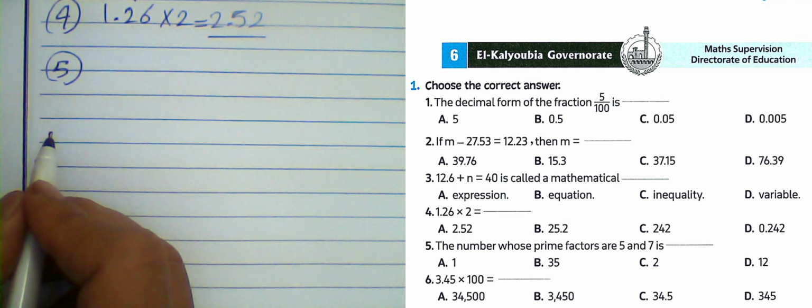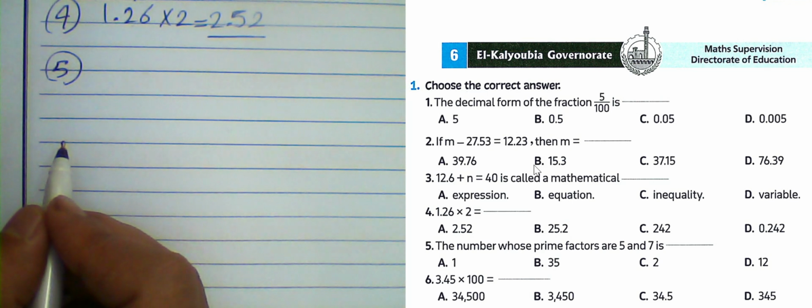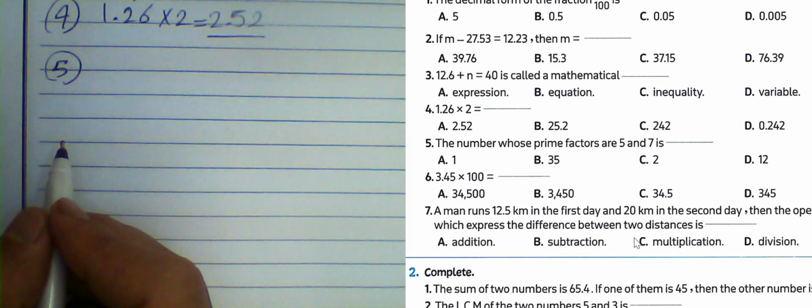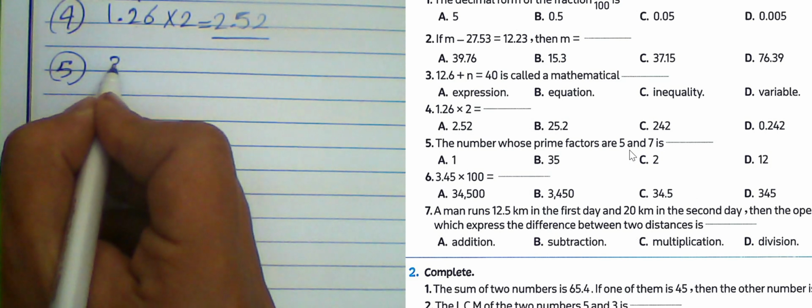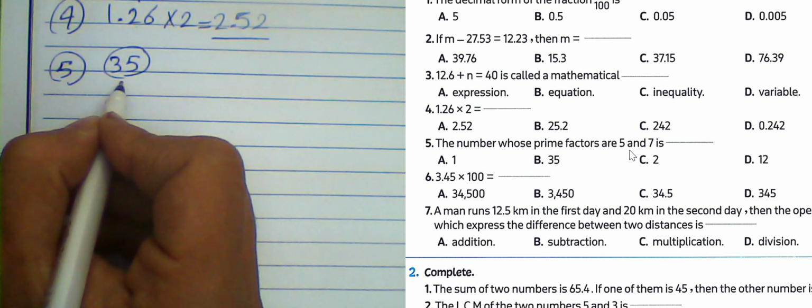Number 5. The number whose prime factors are 5 and 7, we can find their product. 5 product by 7 equals 35. 35 is the least common multiple.